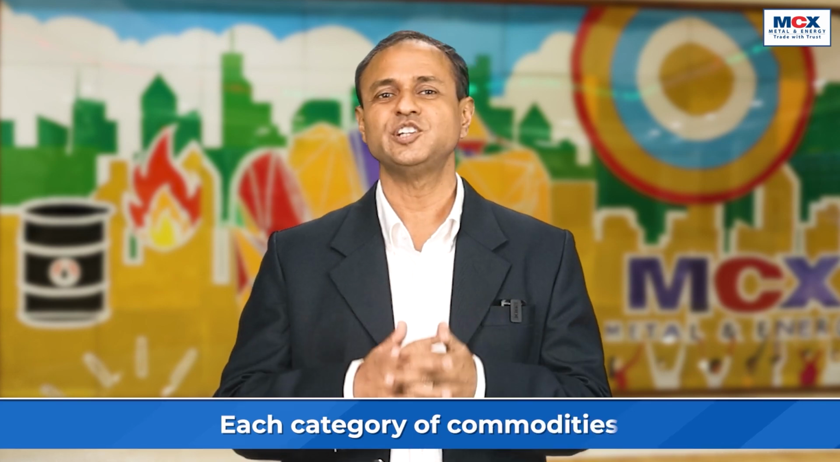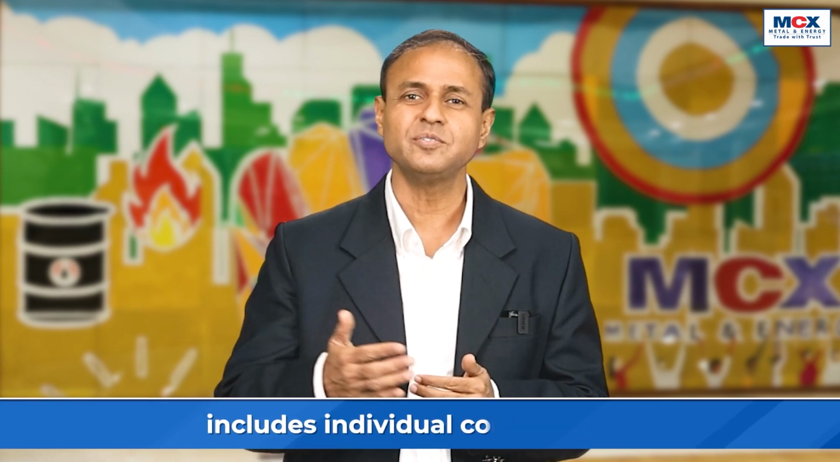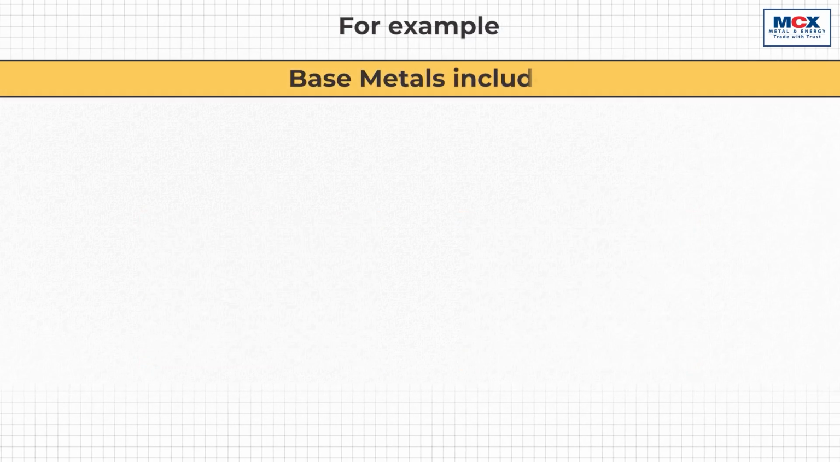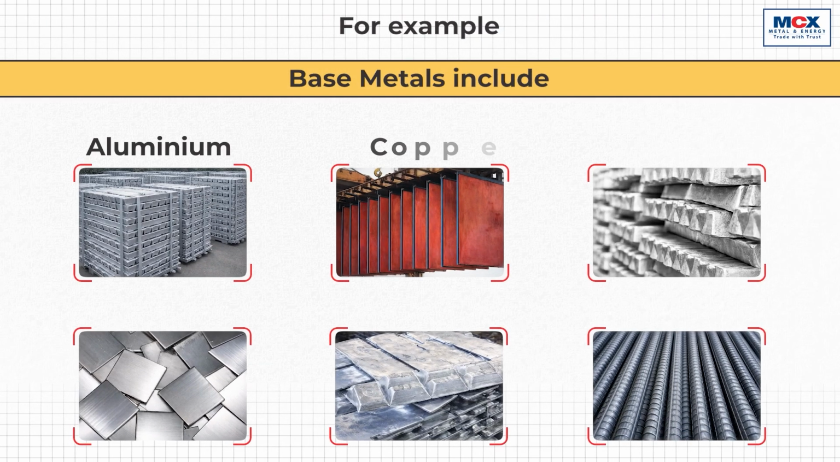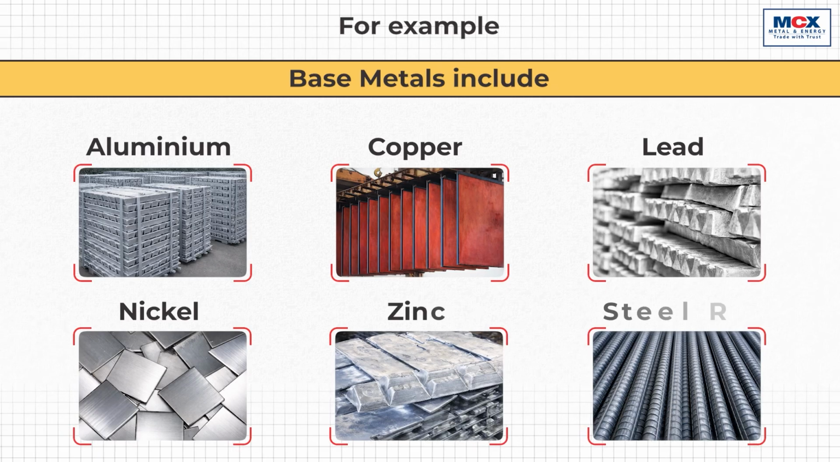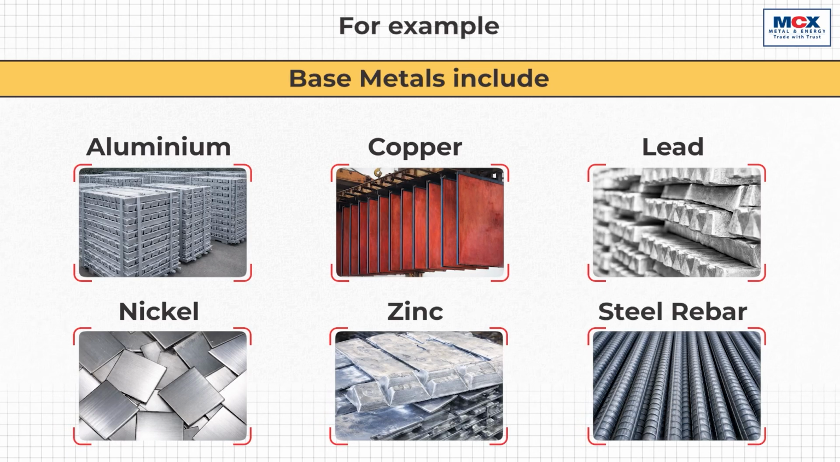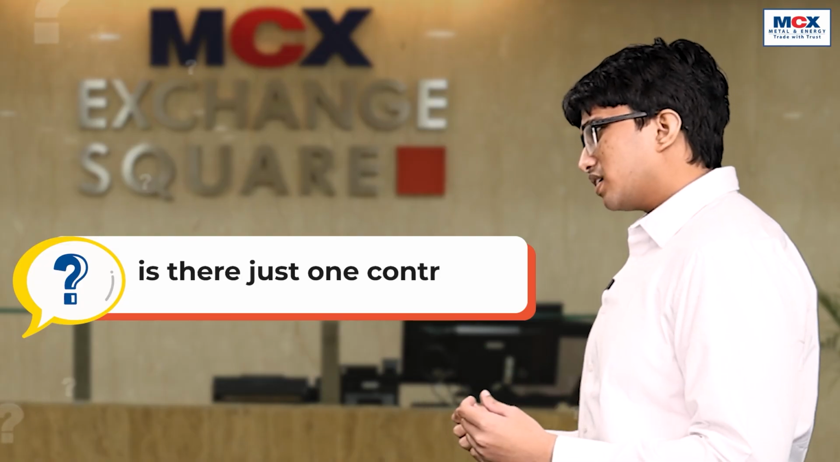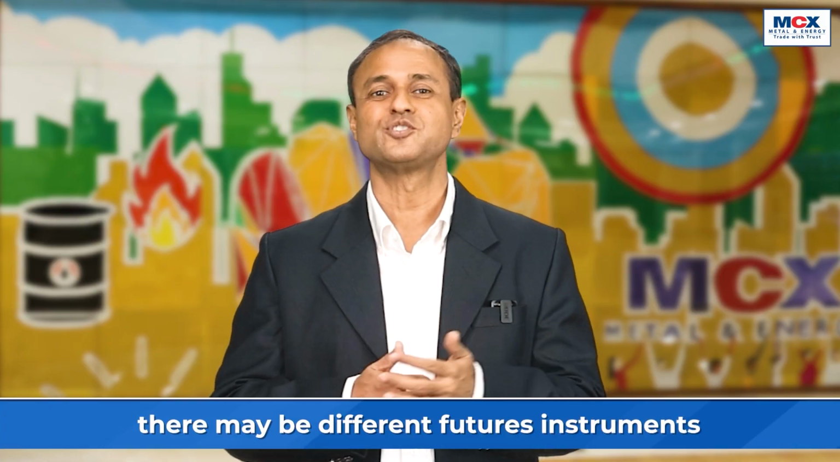Now, each category of commodities includes individual commodities. For example, bullion includes gold and silver. Base metals include aluminium, copper, lead, nickel, zinc, and steel rebar. If someone wants to trade gold futures, is there just one contract? No. Within individual commodities, there may be different futures instruments.